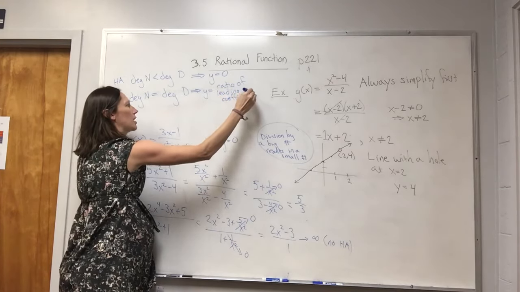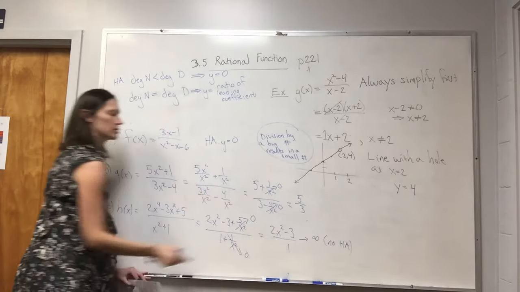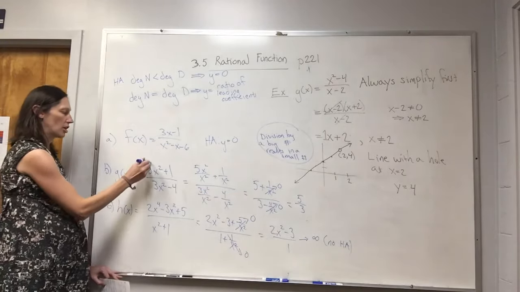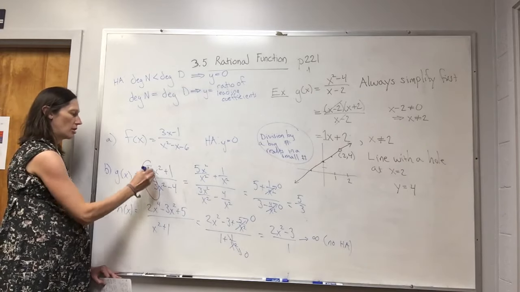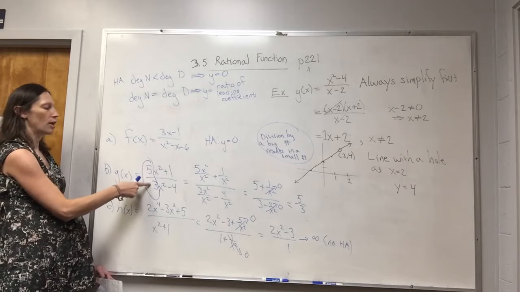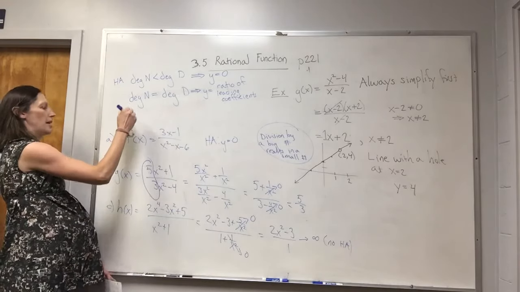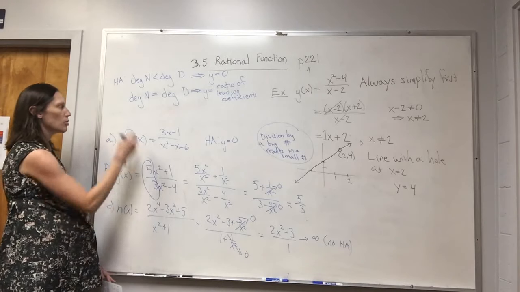All right, complicated to say, not complicated to show. 5/3 is the ratio. Ratio means fraction. Come back to the original. 5/3. 5/3 is the ratio of the leading coefficients. Done.